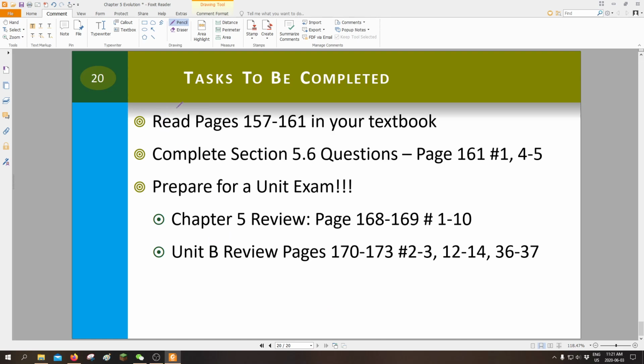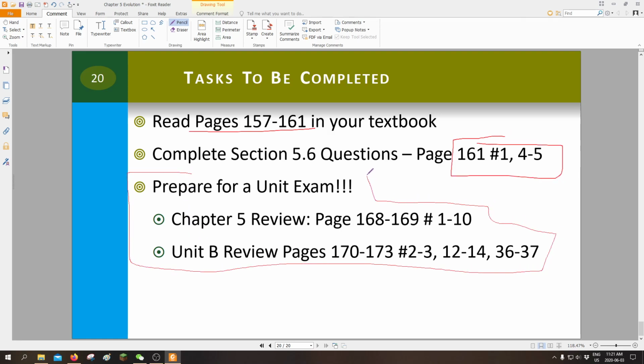Task to be completed: read page 157 to 161 in your textbook. Some practice questions you can work on. When it says prepare for the unit exam, that's not for you. That is for old, actual in-person classes, so don't worry about that.